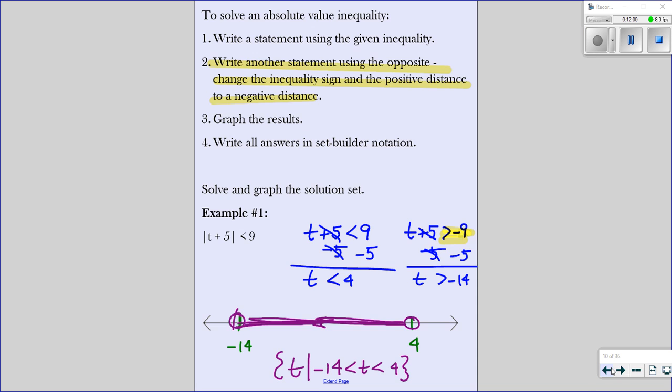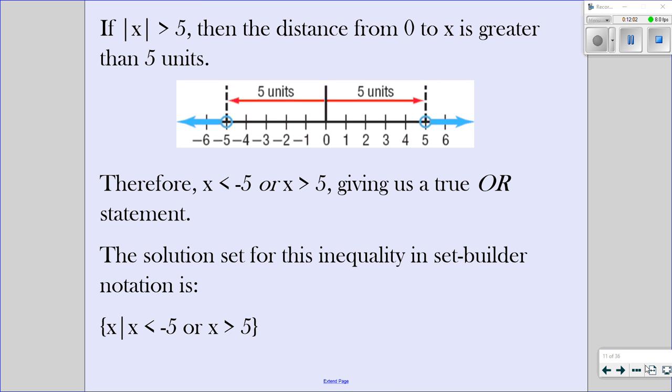Actually, that was one of the examples. Sorry about that. We're going to do the one where it's an OR statement. So it says if absolute value of x is greater than 5, then the distance from 0 is x greater than 5 units. So you have negative 5 going towards the left, and then 5 going towards the right. So we already know about OR graphs where we have the lines going in separate directions. So they said that therefore x is less than negative 5 or x is greater than 5, giving us a true OR statement. So remember, it can be one or the other.